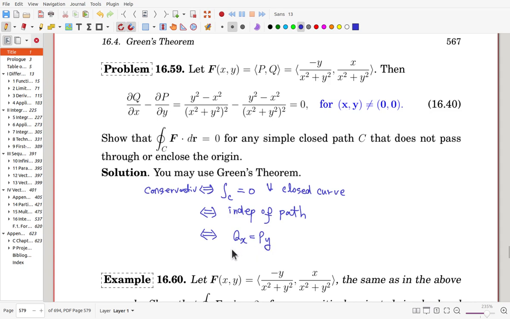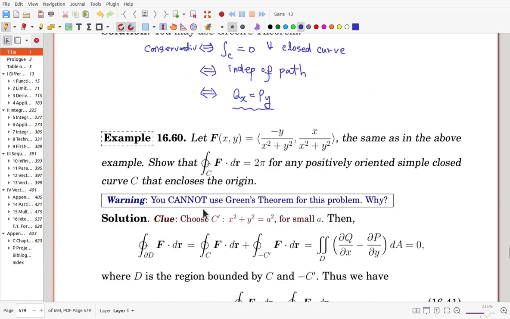but that one holds when the domain we are dealing with is simply connected, and over the whole domain the partial derivatives are continuous. But once the origin is not enclosed inside of a curve, then everywhere we have this equality satisfied, so that for a closed curve the integration must be 0, right? We already know that.